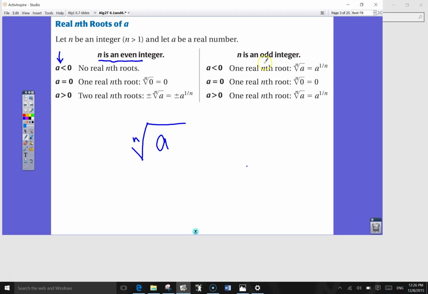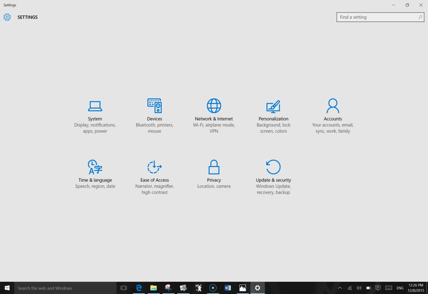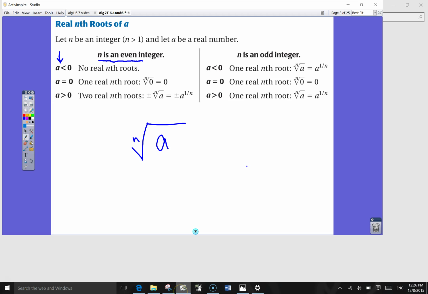If you have an odd index, then in fact there's nothing undefined. You get what you get. If a is less than 0, for example, if I had the cube root of negative 8, I get negative 2, no problem. The cube root of a positive number is a positive number. So there are fewer issues involved when you're taking an odd root.